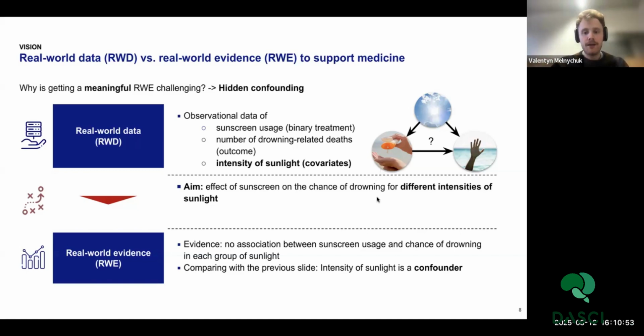And now we say if we collect this additional data on the sunlight intensity, and then for every fixed sunlight intensity, we check how many people use sunscreen and how many people drowned, we would see there is actually no association there. So in this case, we say the real world data has a hidden confounder.